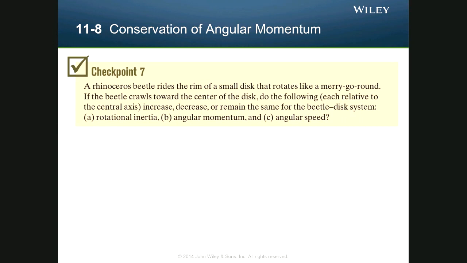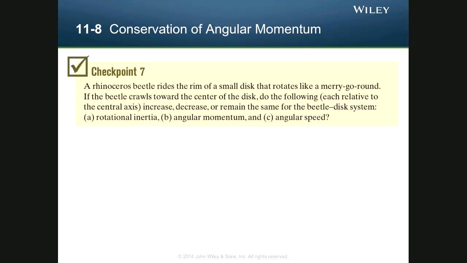So a rhinoceros beetle or murder wasp, if you want to be contemporary, rides the rim of a small disk that rotates like a merry-go-round. All right. If the beetle, or murder wasp, or death wasp, I don't know what they're calling those giant wasps, crawls towards the center of the disk, do the following, each relative to the central axis, increase, decrease, or remain the same for the beetle-disk system? All right, so we want to look at the rotational inertia, angular momentum, and angular speed. And this as the beetle goes from one end to the other.